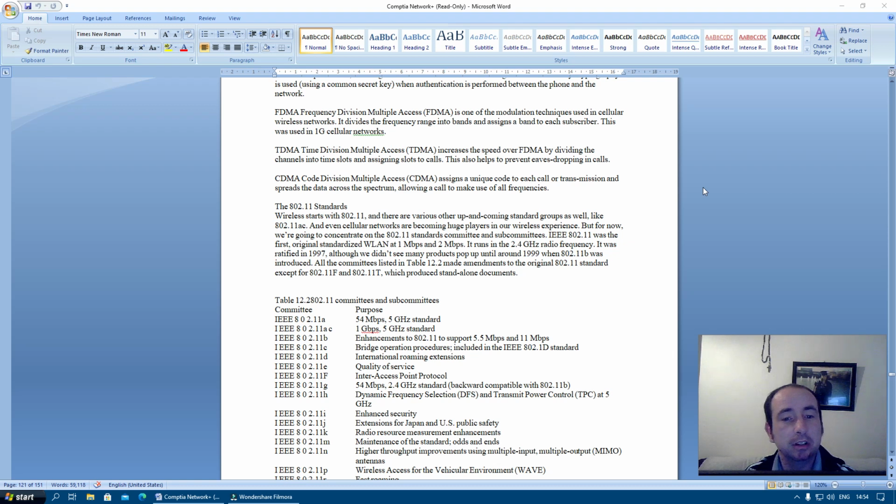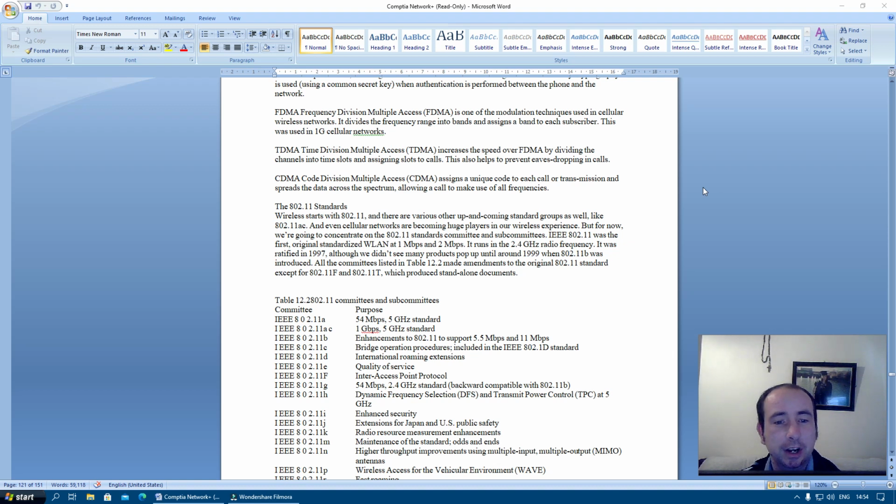FDMA, Frequency Division Multiple Access. FDMA is one of the modulation techniques used in cellular wireless networks. It divides the frequency range into bands and assigns a band to each subscriber. This was used in 1G cellular networks.